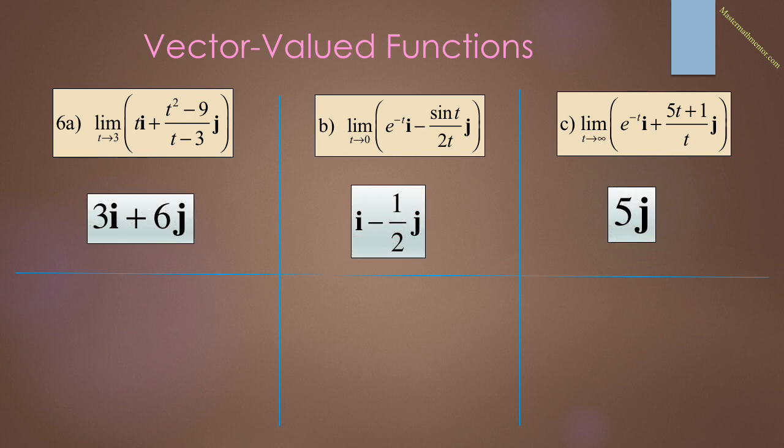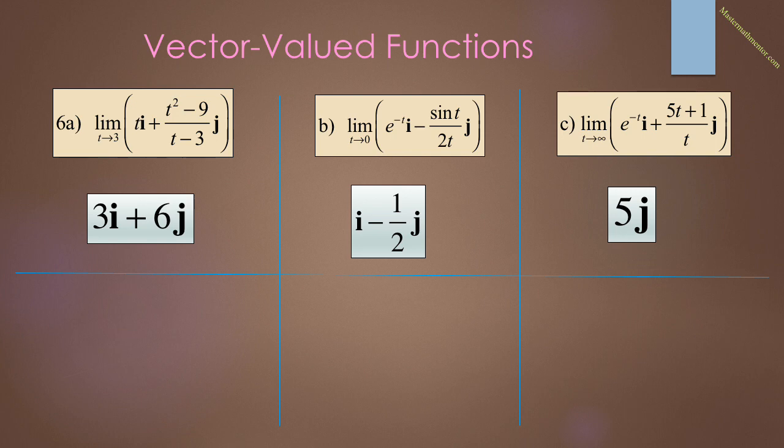In 6a, we're asked to find the limit as t approaches 3 of t i plus ((t squared minus 9) over (t minus 3)) j. The first part is 3i. The second part can be done either by plugging in and then factor cancel, or by using L'Hopital's rule, and we get 6j. Final answer, 3i plus 6j.